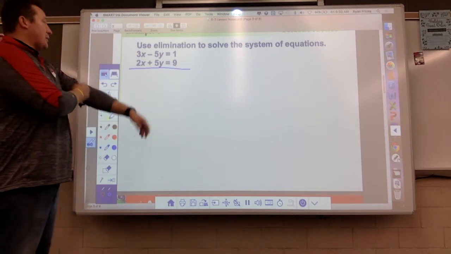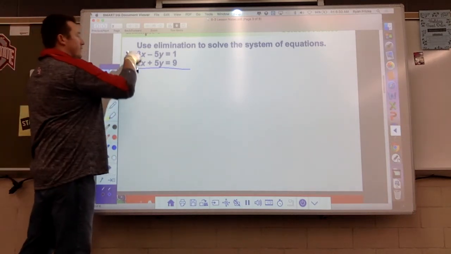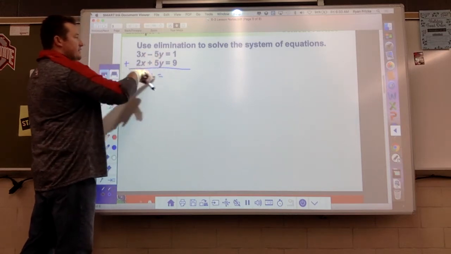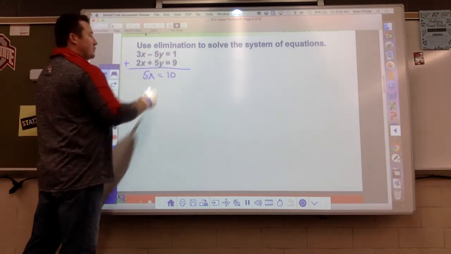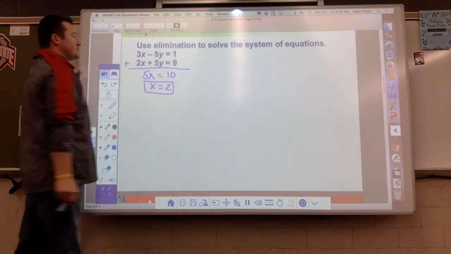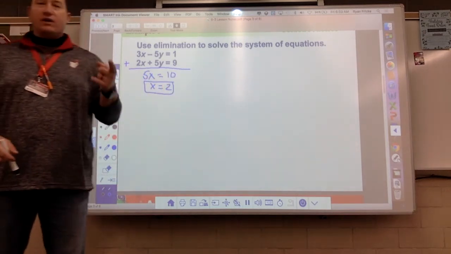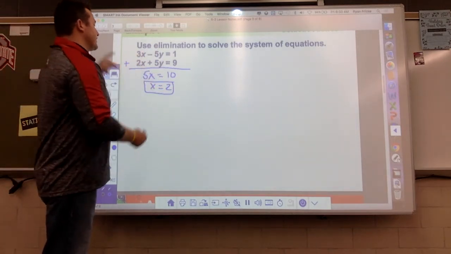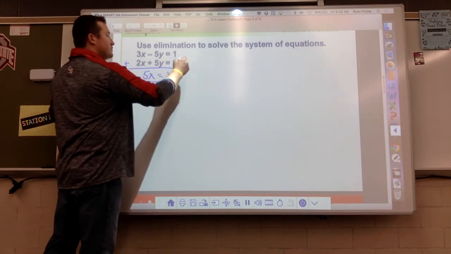So these, once again, are opposites. So we will add 3x plus 2x makes 5x. This goes away. This turns into 1 plus 9, which is 10. X apparently is the number 2. Okay? Once again, substitute 2 in for x in either of these equations. Just to be different, I'll choose this equation here.